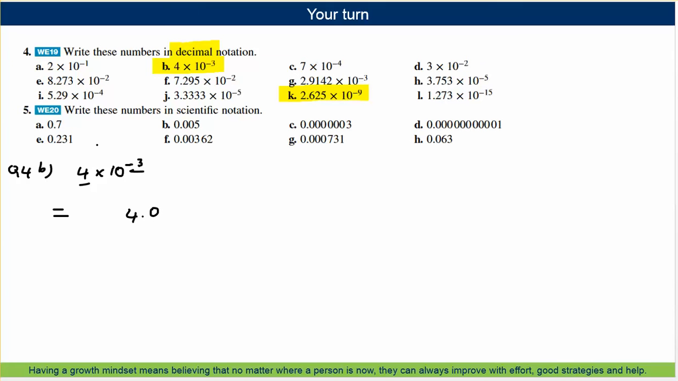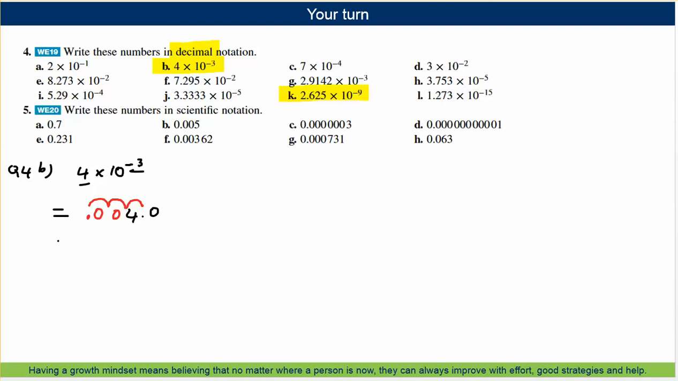The negative means we need to move the decimal point. 10 to the power negative 3 is effectively dividing by 10 3 times. So if you divide 4 by 10, the decimal point moves to there and you get 0.4. And then you divide by another 10 and you put a 0 and you get 0.04. And then you divide by another 10, put another 0 in, and put a decimal point there, and you stop. You've done it 3 times.